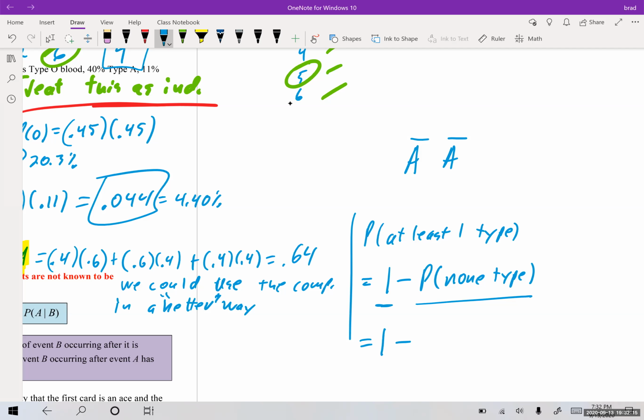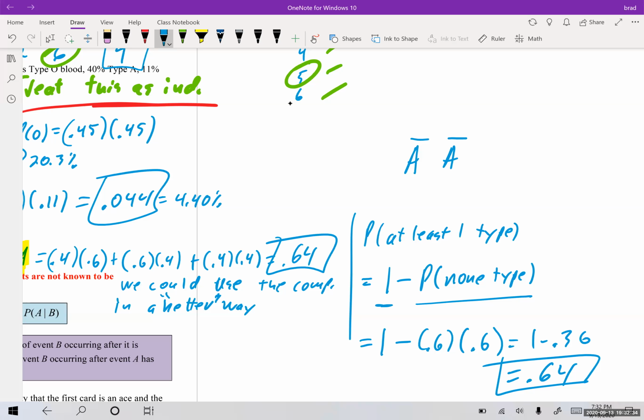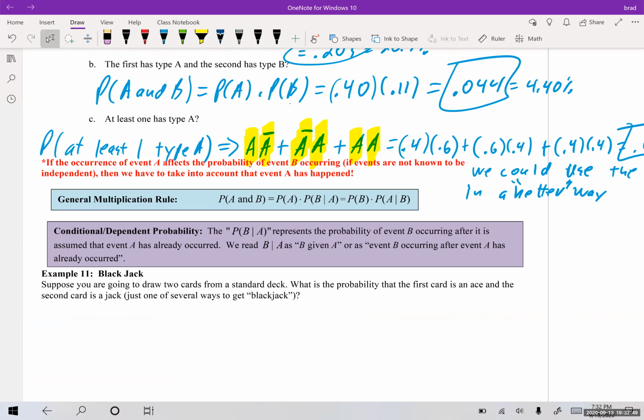So 1 minus, now what's the probability of not type A on the first draw? Wouldn't that be 0.6? And what's the probability of not type A on the next draw? Wouldn't that still be 0.6? So this becomes 1 minus 0.36, which is, you guessed it, 0.64. Same answer. Two different ways to do the same problem. This one is actually faster, using the fact that it said at least. So a lot of times when they use at least, you can use this little complement to help you through the problem.